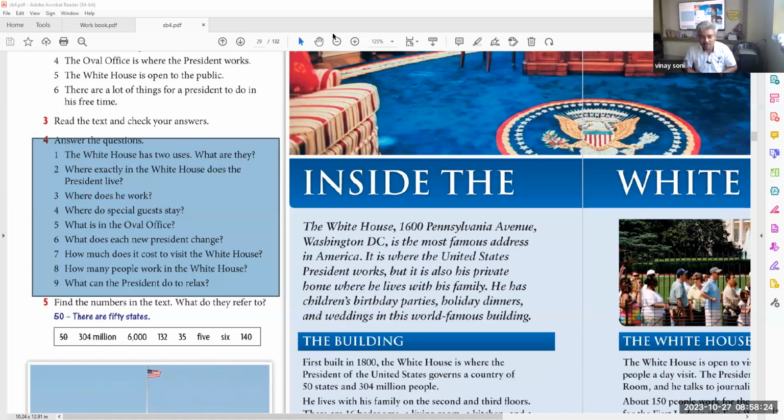How many people work in the White House? Six thousand. No. How many people work in the White House? Oh my goodness. What can the president do to relax?